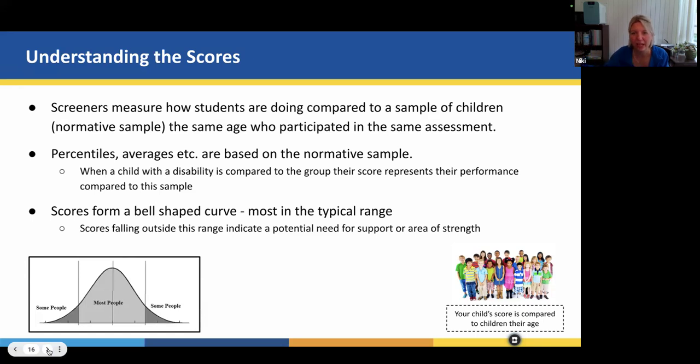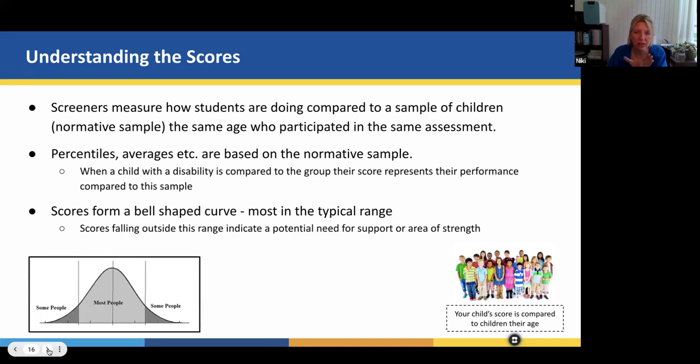When the screener is being developed, the researchers identify questions based on their understanding and predictors of need. Then they use the screener on a large chunk of students across the population. And then that's how they determine whether this child is at a low, medium, or high risk, or however they decide to set that screener up. So that normative sample is what we're getting that comparison with.